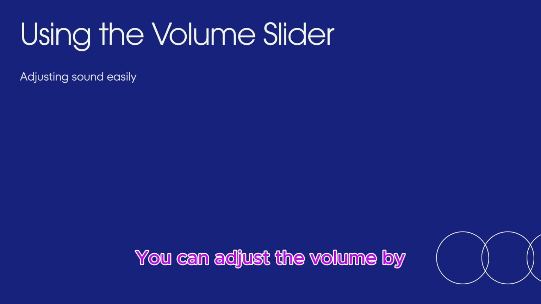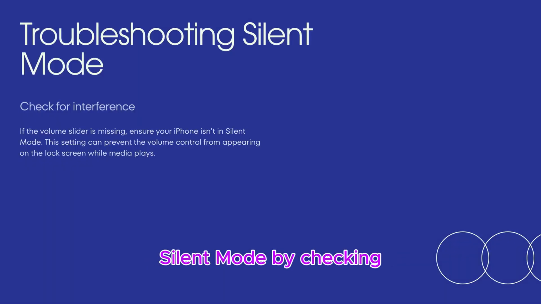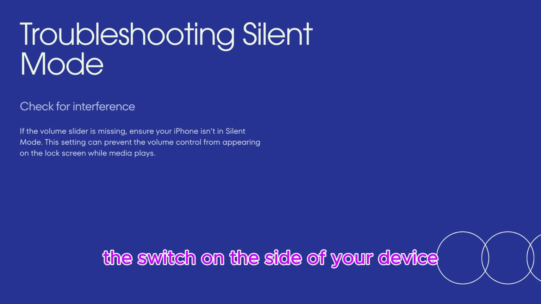You can adjust the volume by sliding this control left or right with your finger. If you still do not see it, ensure your phone is not in silent mode by checking the switch on the side of your device.